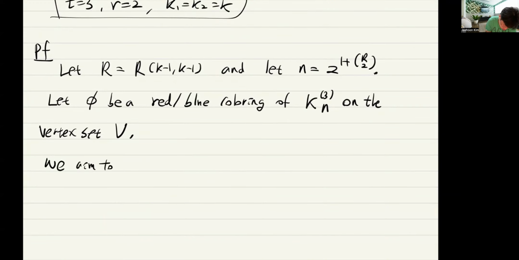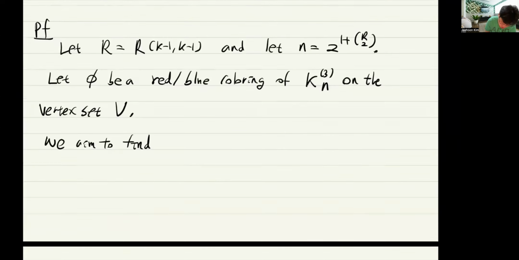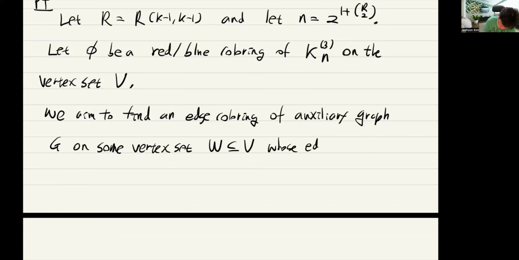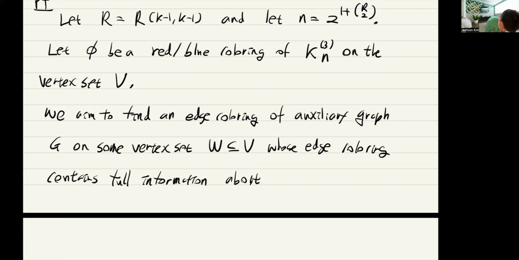we aim to find an edge coloring of some auxiliary graph G on some vertex set W, which is a subset of V, whose edge coloring contains full information about the hypergraph coloring restricted to W.